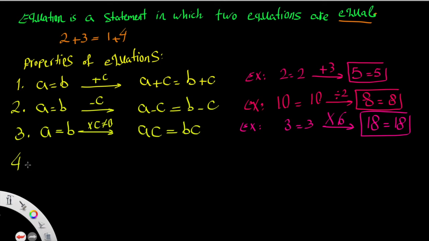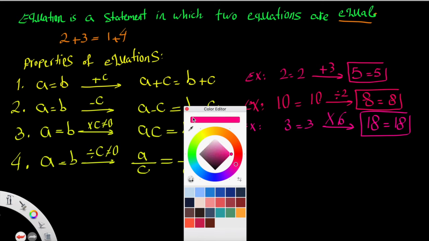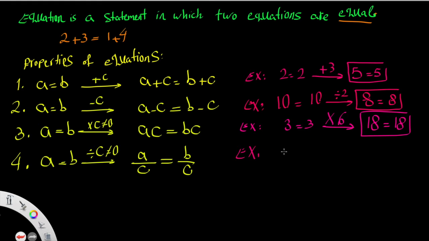Now, the fourth property. A is equal to B. I divide both sides by a non-zero number. So A divided by C will be equal to B divided by C. For example, here 18 is equal to 18. I divide both sides by 3, on the left 6, on the right 6 as well, which are equal. So these are the major properties of equations which are used to solve linear algebraic equations.